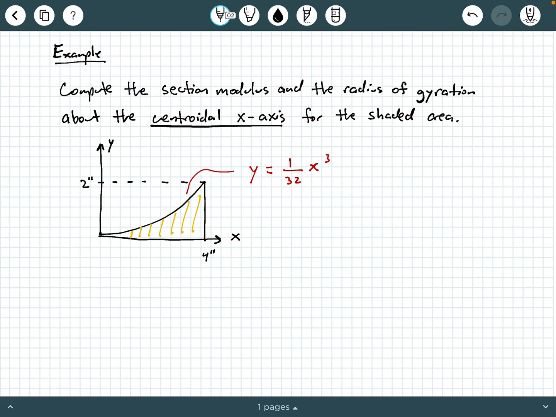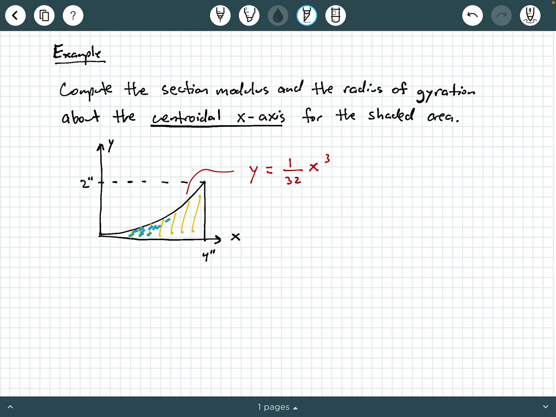In this example, we're being asked to compute the section modulus and the radius of gyration about the centroidal x-axis for the shaded area. In this diagram, we have our global Cartesian xy coordinate plane, and a curve given by the function y equals 1 over 32 x cubed. It is bounded by the origin and 4 inches on the global x-axis, and by the origin and 2 inches on the global y-axis.